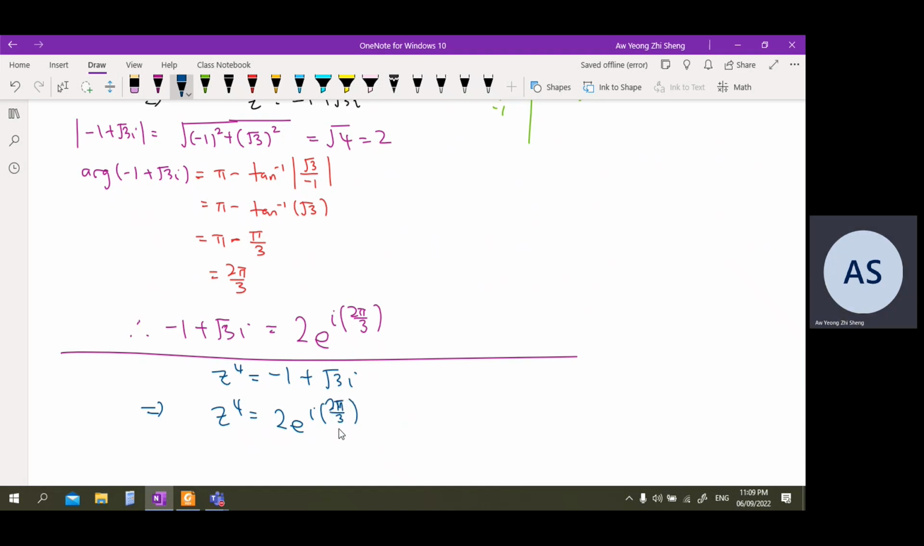Next step, add the angle or add the argument by 2k pi. So don't forget this step. Again, if you happen to accidentally forget this step, later on, after doing the next few steps, you will realize that something is wrong because you won't get 4 solutions. If you forget the plus 2k pi step here, at the end, you are not going to get 4 solutions and you will realize that something is wrong.